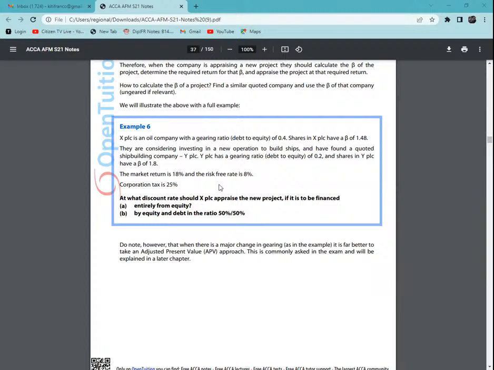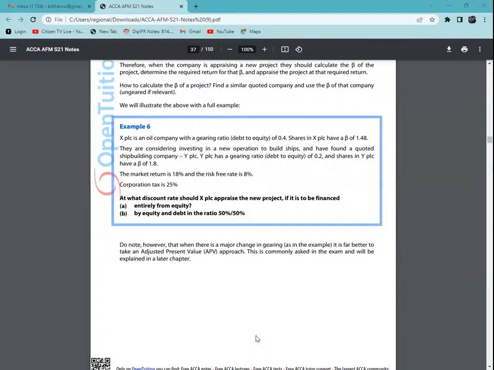Ladies and gentlemen, in such a question, when I see them giving me the market return and the risk-free rate of return, what should come to our mind? Whenever you hear market return and risk-free rate, what should we have at the back of our mind? Somebody there? When I see market return and risk-free, CAPM. Thank you, CAPM. Yes.